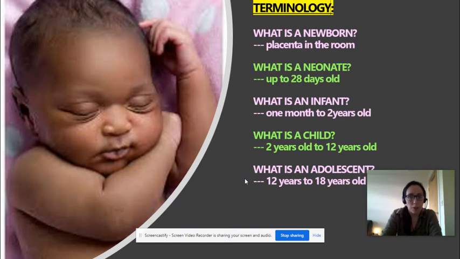Recap on terminology. We've just said that a newborn, placenta is in the room, a neonate is up to 28 days old. Now you're going to start to think about what the other pediatric terminologies are too. So if someone refers to an infant, generally that means in between a neonate and 2 years old.